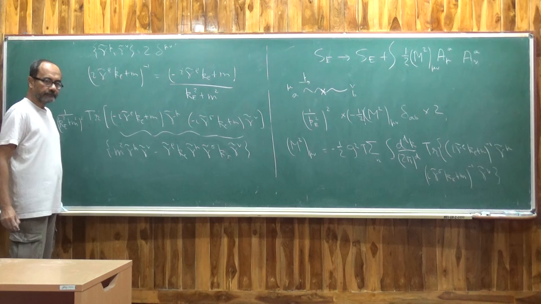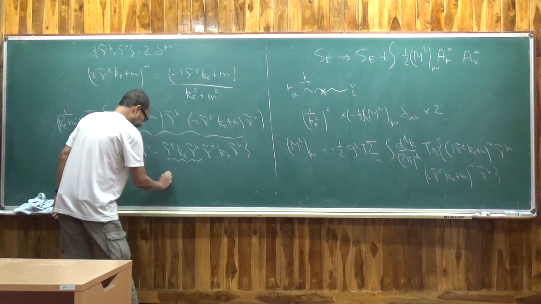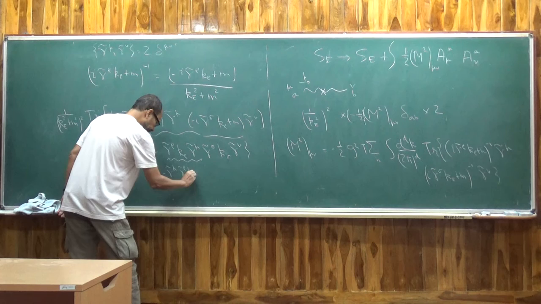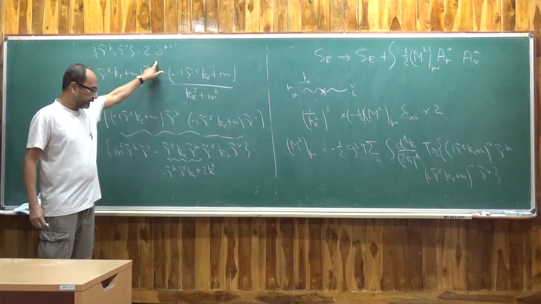The next trick is to take this and anticommute them. So this product I can write as minus Gamma tilde mu times Gamma tilde rho k rho plus 2 k mu, using this result, right? I just anticommuted them, so this first term is the opposite order and then this is anticommuted.